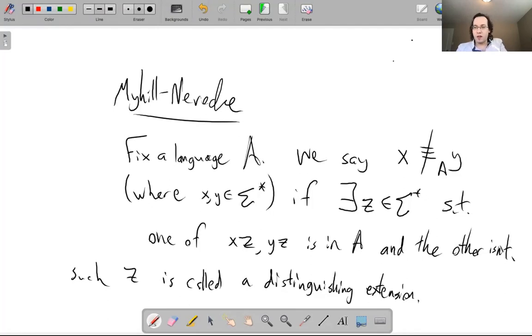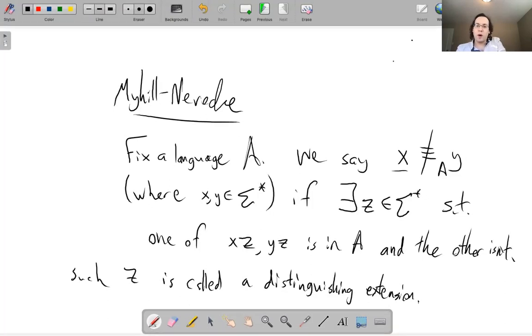This funny looking definition is meant to correspond to whether X and Y reach the same state in the DFA for A. So consider a DFA for A. Consider running it on X and you reach some state, and consider running it on Y and you reach potentially another state. If you reach the same state, then no matter what other string you read, you will still reach the same state. So if you reach the same state P when you run the DFA on X and also on Y, then when you run on XZ and on YZ, you still reach the same state, right?